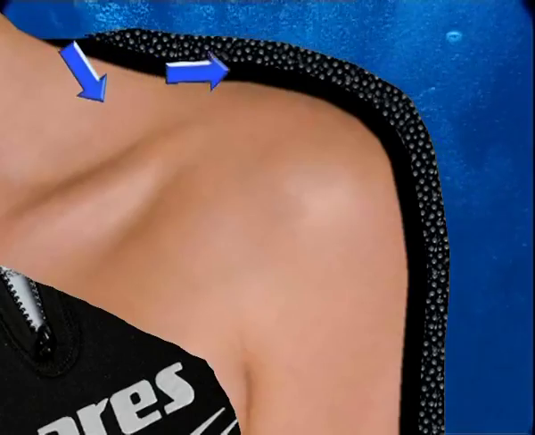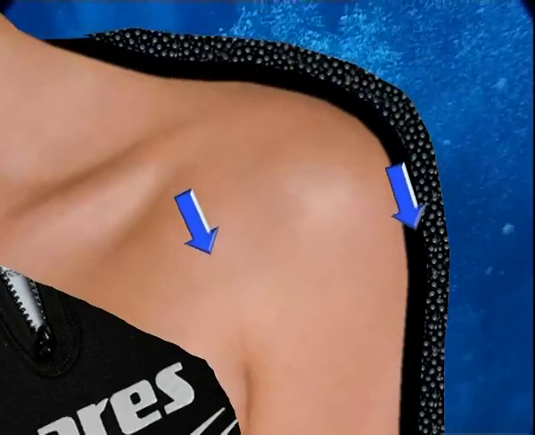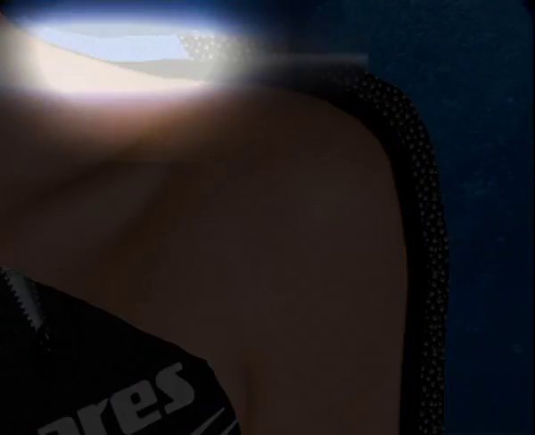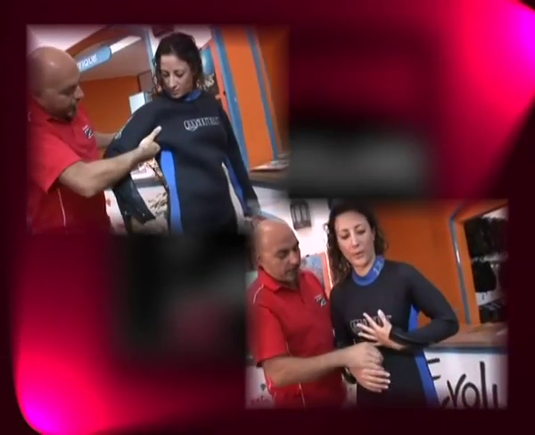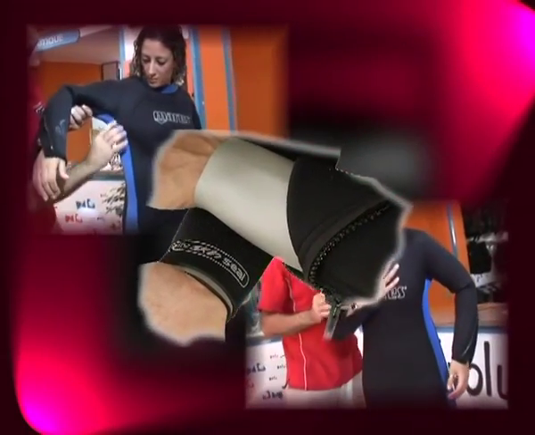During the dive, it is essential to reduce the amount of water that enters the suit so as to prevent hypothermia. Ensure that the suit is the right size, fits well, and has good seals around the neck, wrists, and ankles.